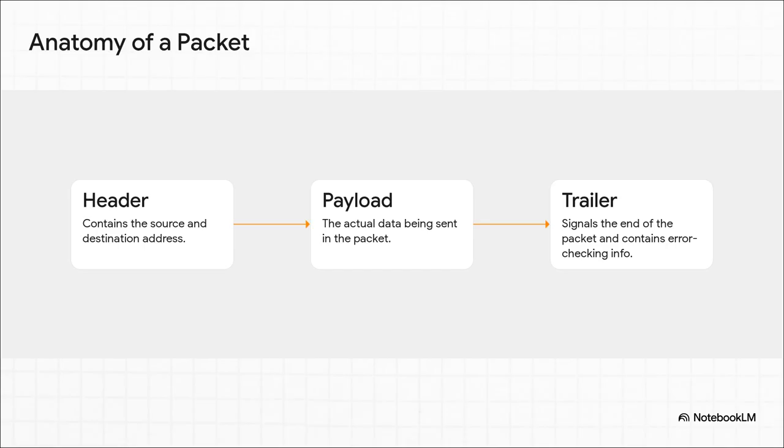First, you've got the header. That's the address label. It says exactly where it came from and where it's going. Then you have the payload, which is the good stuff, the actual little slice of your photo. And finally, there's the trailer. This has a little error check to make sure the data is okay, and it basically signals, hey, this packet is done. Every part is absolutely crucial for the journey.